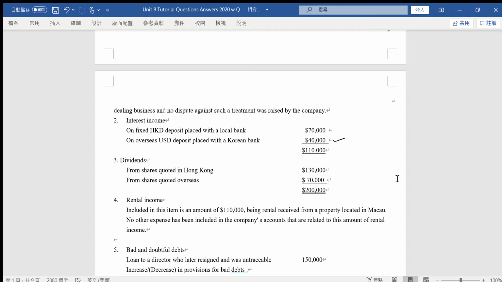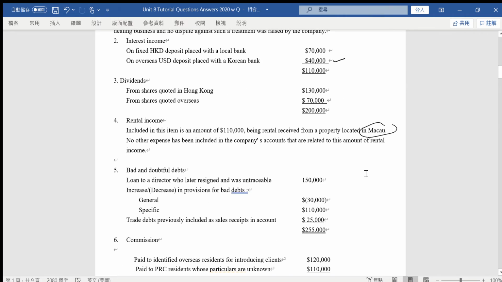The $200,000 should be excluded. The last one is related to the rental income, which is based on the property location. As it is located in Macau, the rental income should also be excluded. That is why we should exclude all of these items. Then now we will look at the expenses.